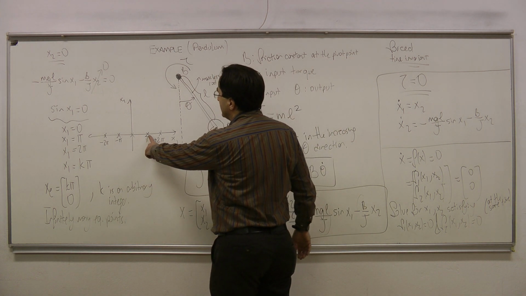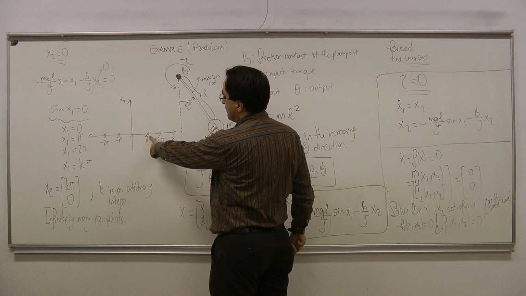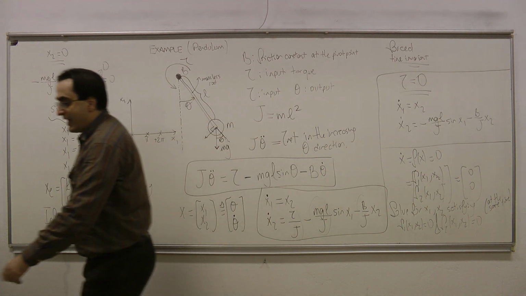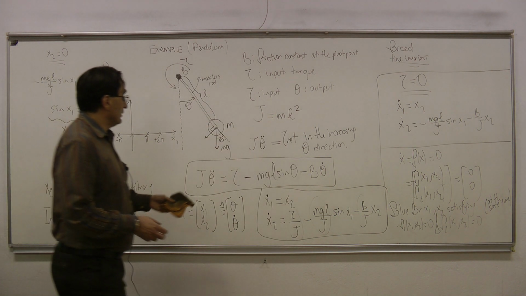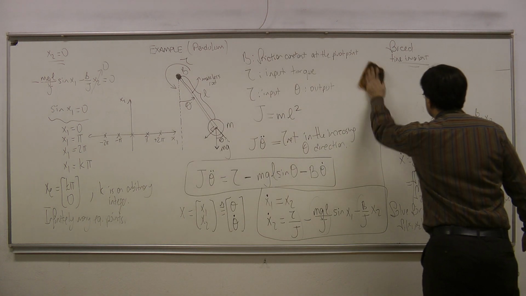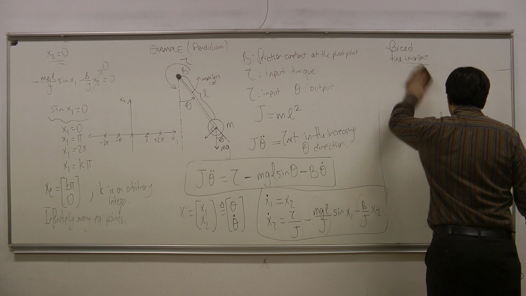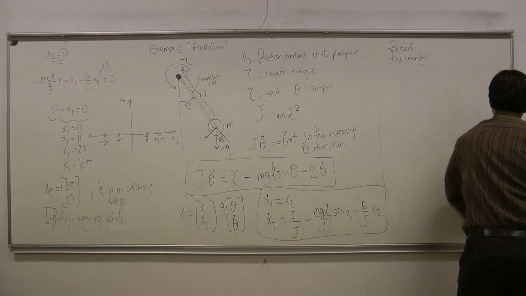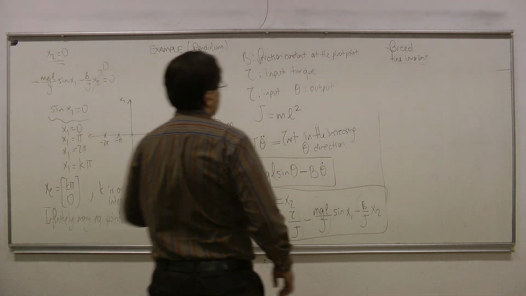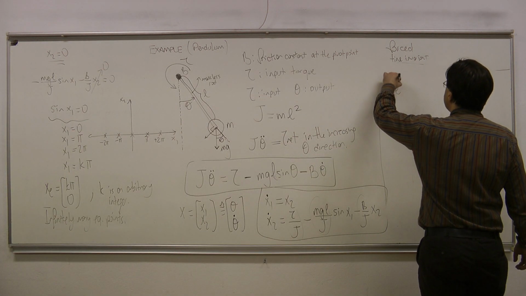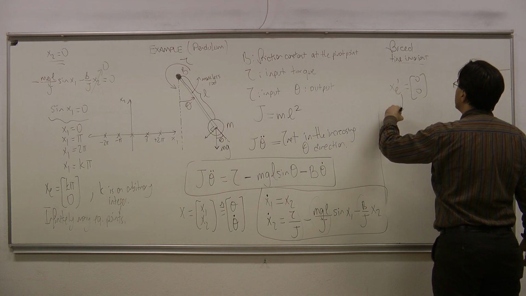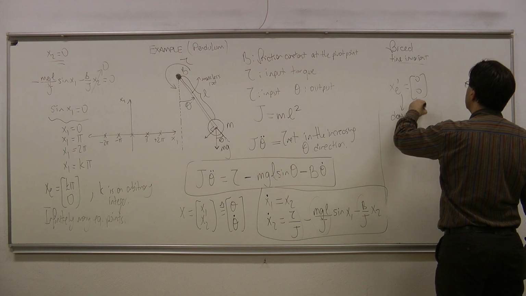There is just one more equilibrium point here, and there I would have the angle theta equals to pi, 180 degrees, and the angular velocity is equal to 0. So the first equilibrium point that I have looked at is xe1 is equal to 0, 0. This is the downward equilibrium point of the pendulum.